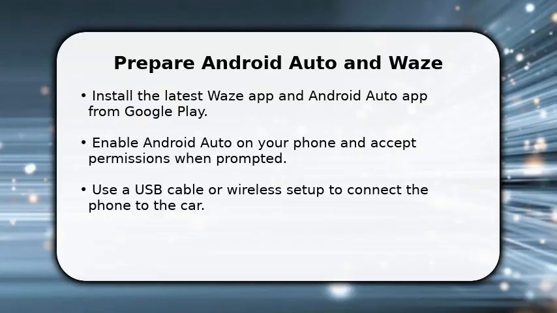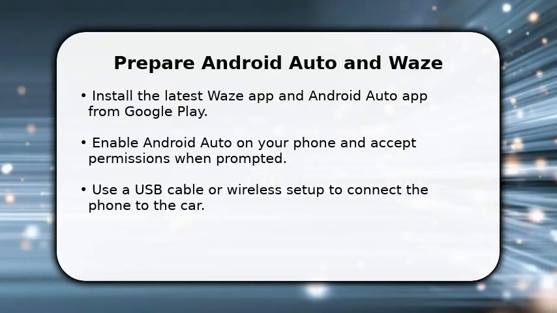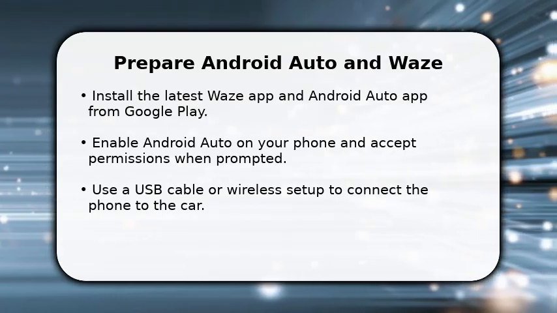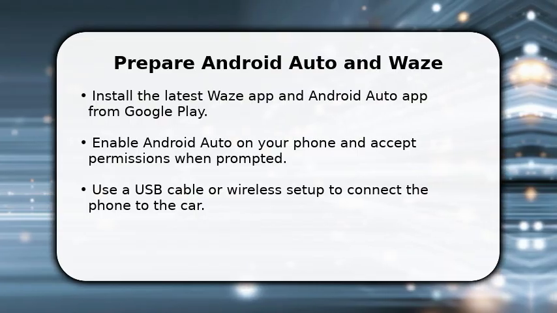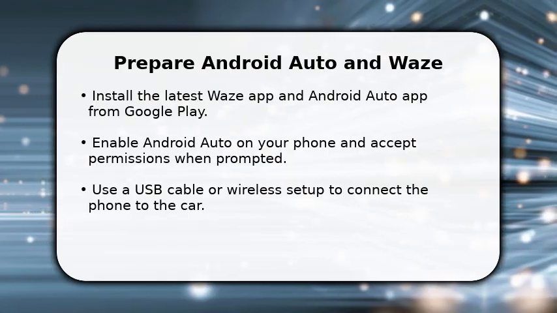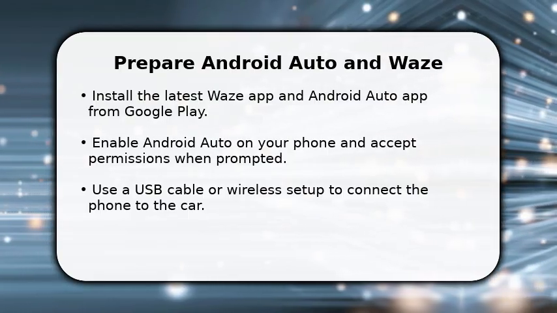Enjoy the video. Install the latest Waze app and Android Auto app from Google Play. Open each app and accept permissions for location, microphone, and notifications. Enable Android Auto on your phone in Settings under Connected Devices or Apps.